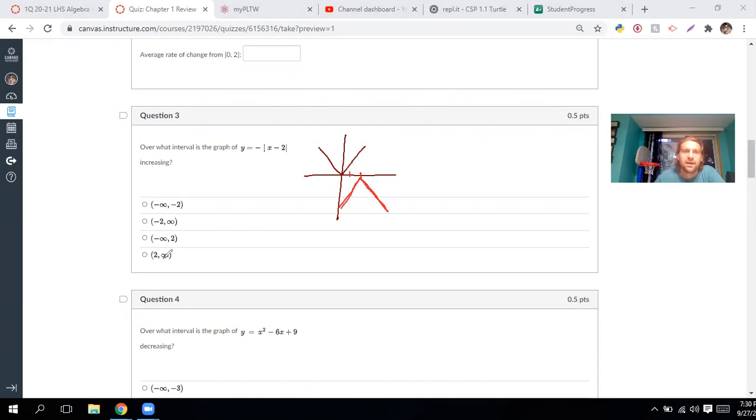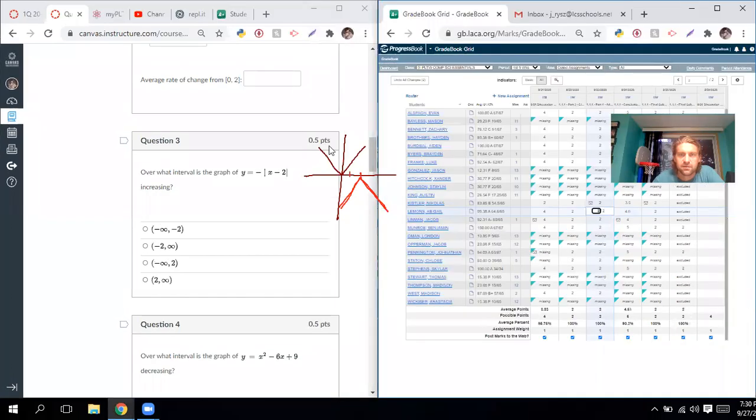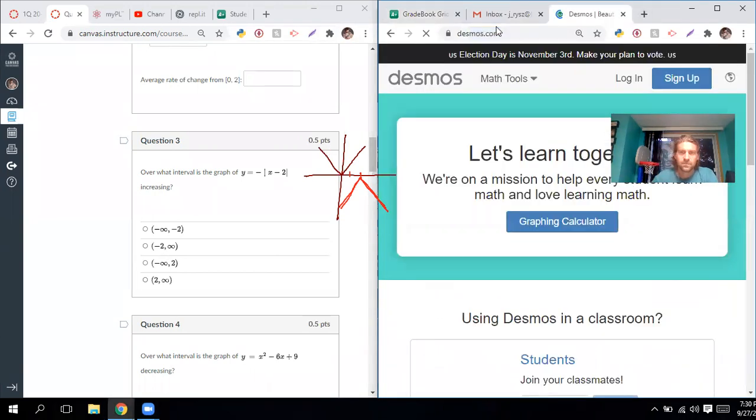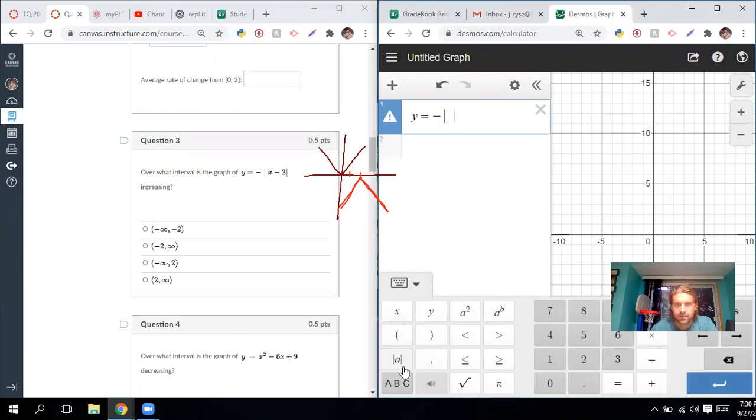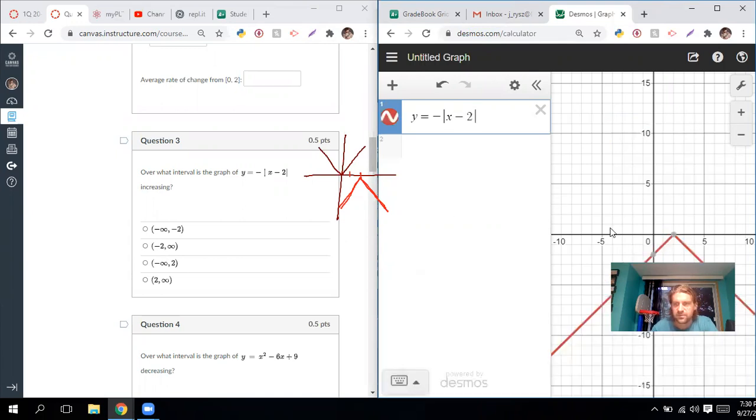Now I'm just going to go ahead and also put out Desmos here. So I'm going to split screen, double check that you guys can see both of those. And I'm just going to open up Desmos over here and type that in. We got y equals negative, and then I have to go down here, keypad, x minus 2 inside the absolute value. Okay, there we go. Just what we said, right?